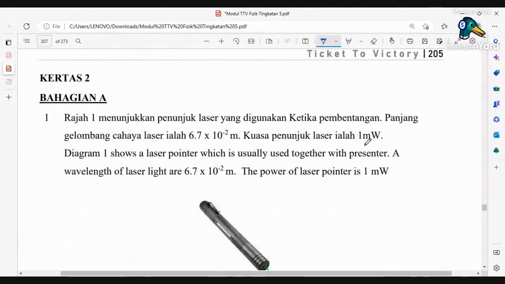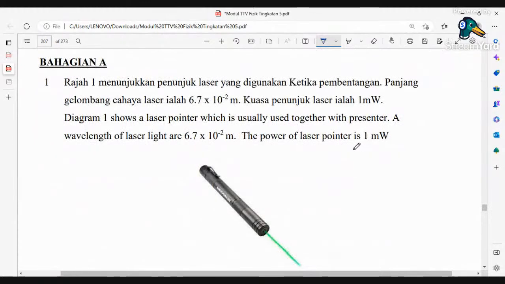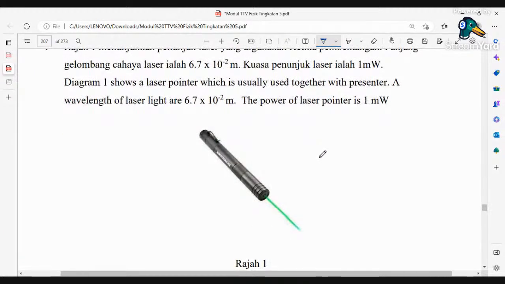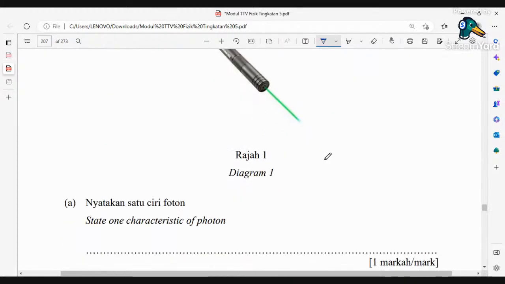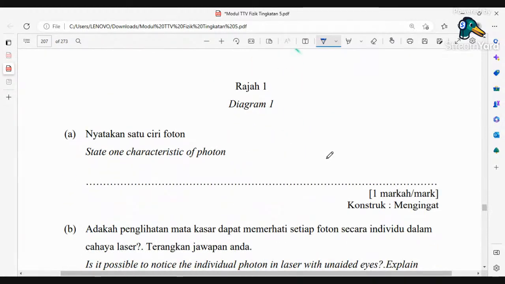Okay, let's look at Paper 2, Section A. Diagram 1 shows a laser pointer, usually used by a presenter. A wavelength of laser light is given. The power of the laser pointer is 1 milliwatt. State one characteristic of a photon.